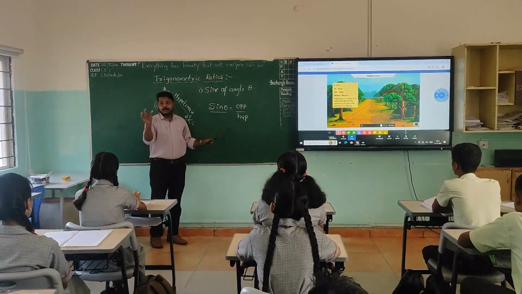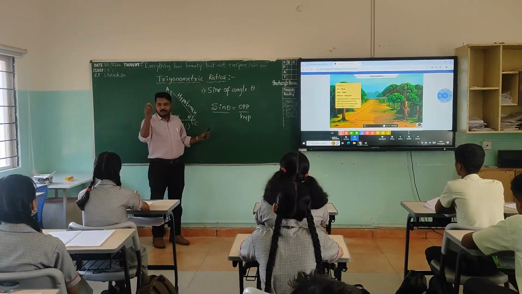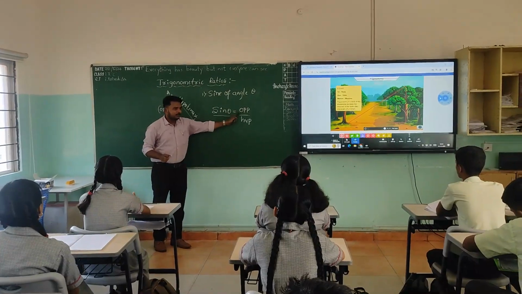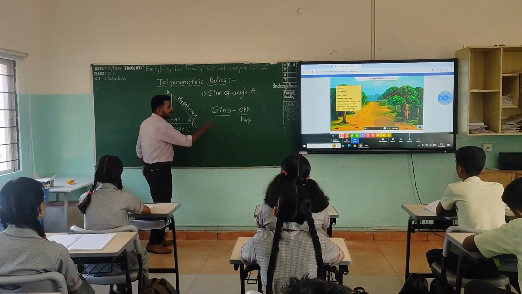So these are like the formulas. We need to remember all the 6 ratios. So what is sine theta? It is the ratio of opposite by hypotenuse. So this is the first ratio.